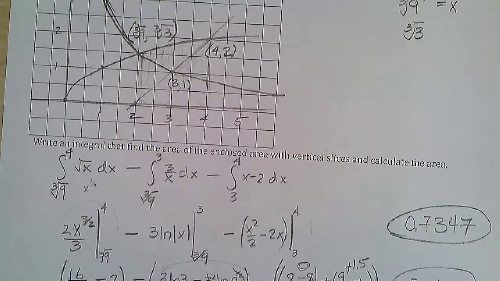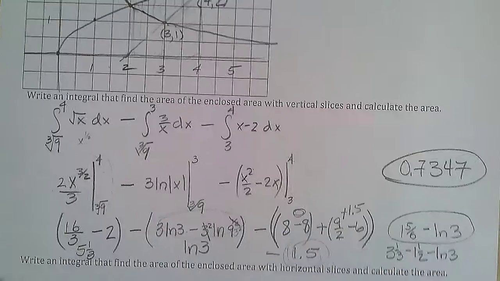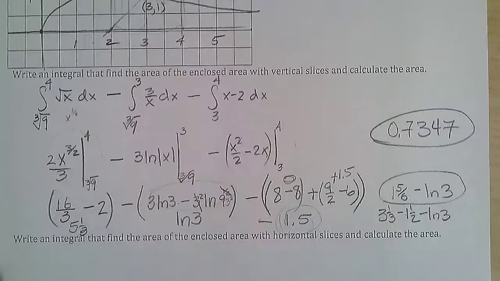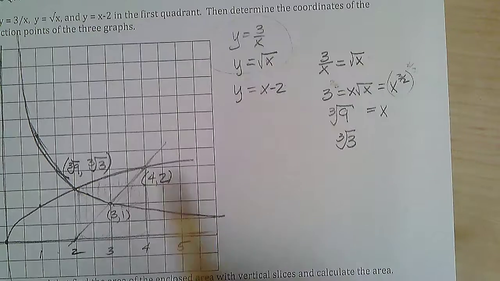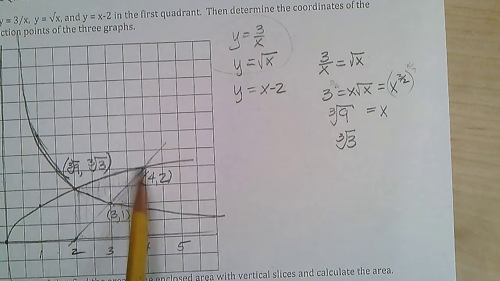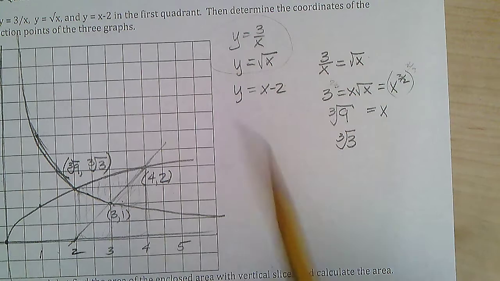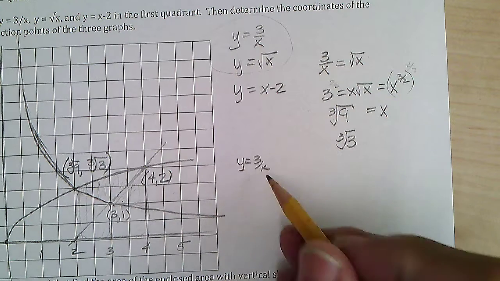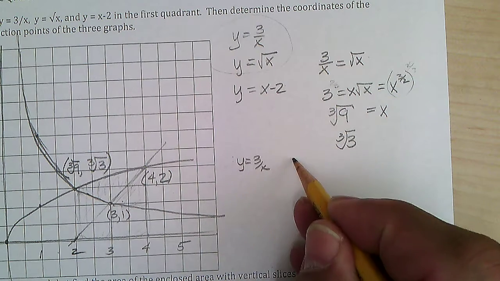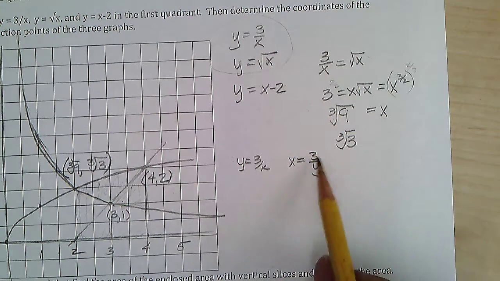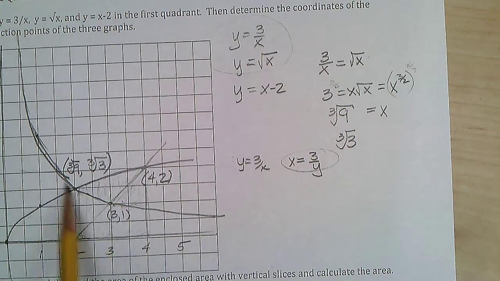Okay. Now, going the other direction, I may have trouble here. So now if I'm going the other direction, I need to solve for each of these in terms of y as the variable and going up. So the first one, y equals 3 over x. If I multiply by x and divide by y, I get x equals 3 divided by y. That's this one.